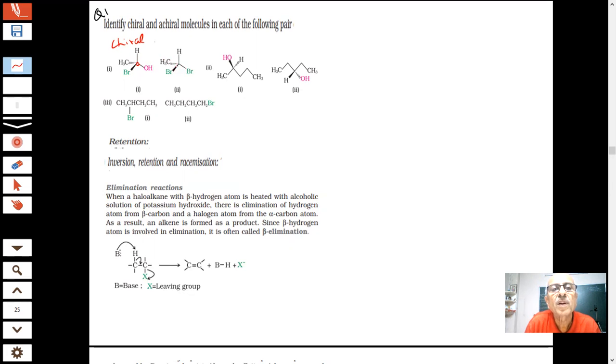How many groups? 4. This is the carbon. Then tell me, are these groups different or are there any same groups? This group is same. This is same. Then chiral or achiral? Achiral. These two are same. What about this?